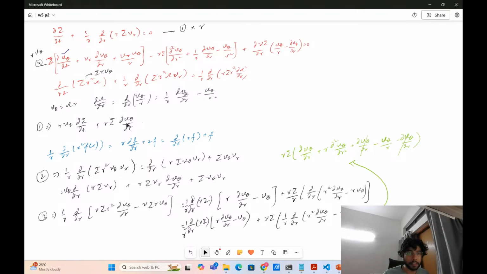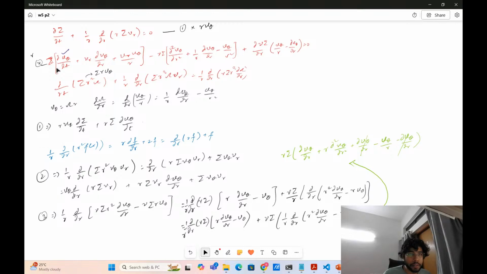Next is this term, r sigma del v theta del t. So that is, well, okay, actually I made a mistake. The first equation should be multiplied with r v theta, and the second equation should be multiplied with r. So let's check that we get that.